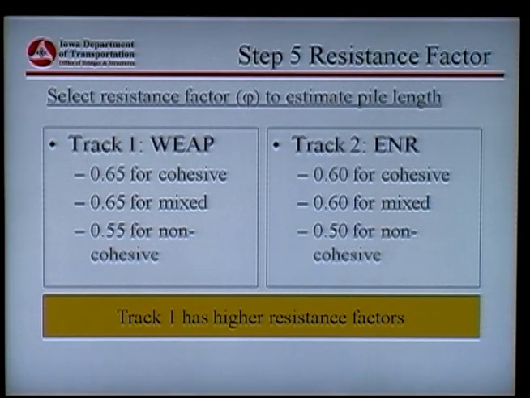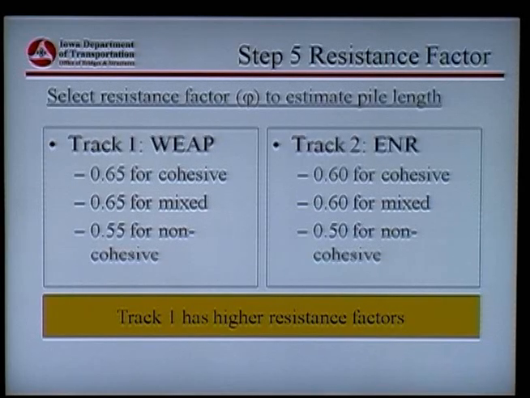Now I have 2 columns. The left shows the resistance factors for design. Right? I want to emphasize that the resistance factors are selected to estimate pile length using the Iowa Blue Book. But we need to specify the type of construction control upfront during the design, whether you use WIP or the Iowa ENR formula. So if you were to specify WIP as your construction control, these are the resistance factors depending on the soil type along the pile length.